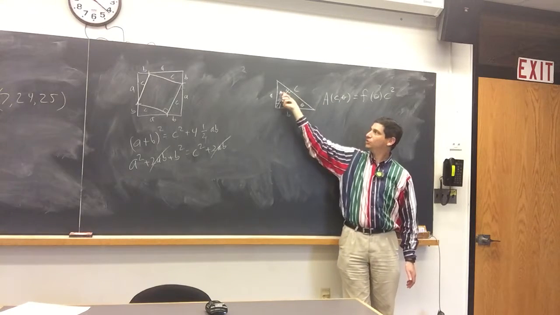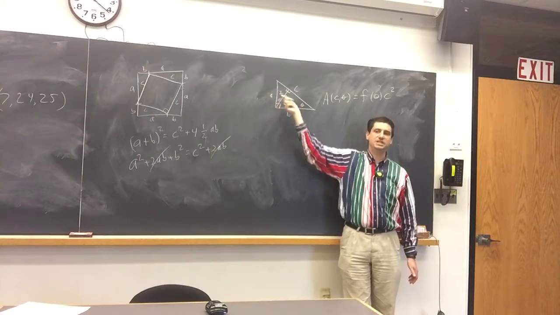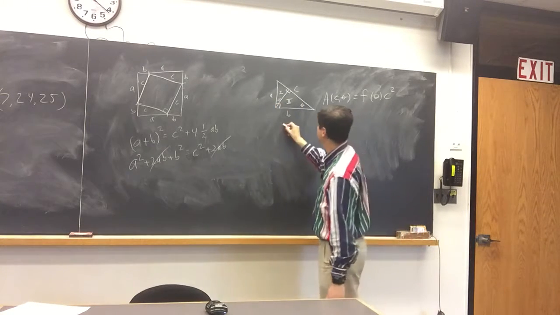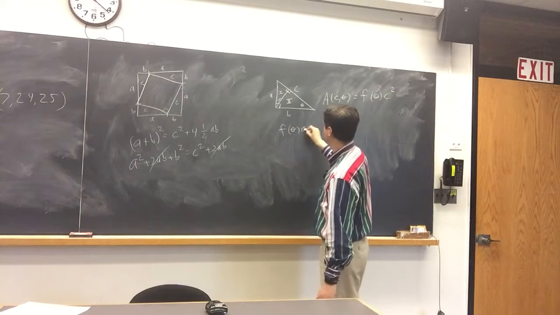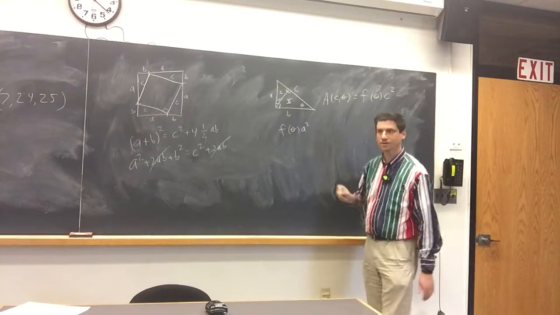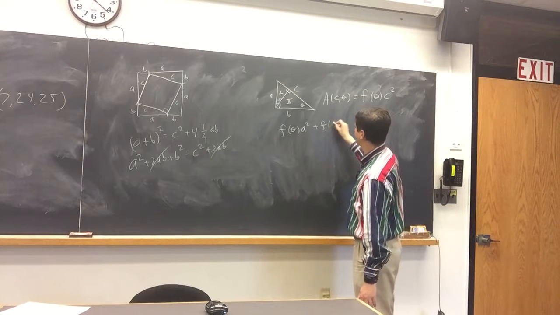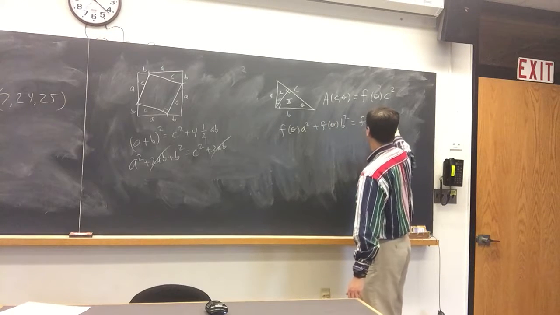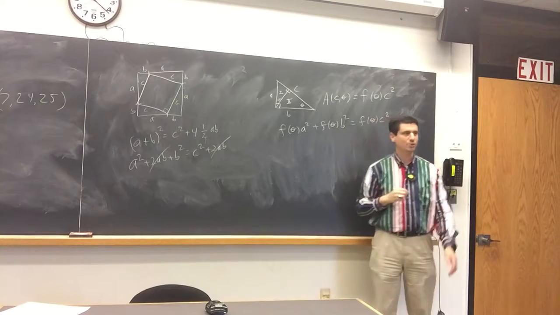And so the area of triangle 1 plus the area of triangle 2 is the area of the whole triangle. What's the area of triangle 1? It's f of theta times the hypotenuse squared, which is a squared. The area of triangle 2 is f of theta times b squared, and this is f of theta times c squared. So now what do we do?